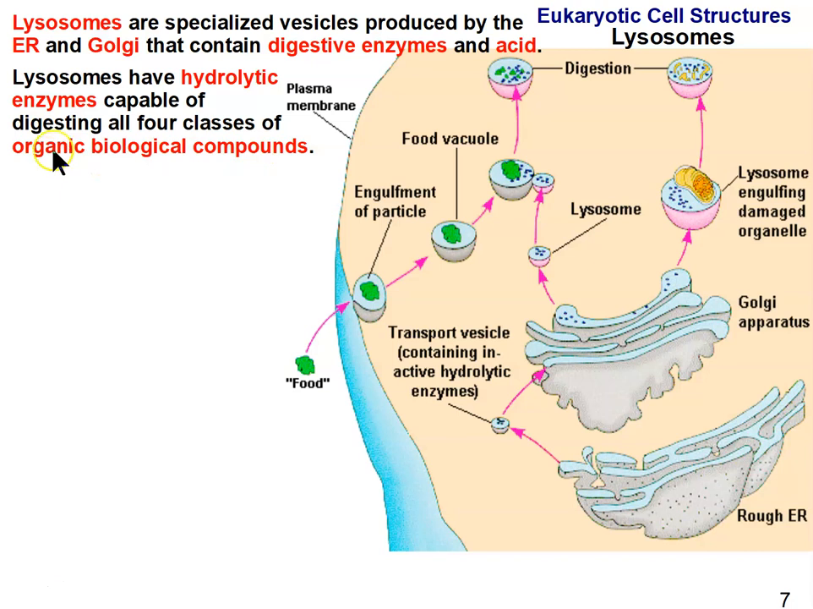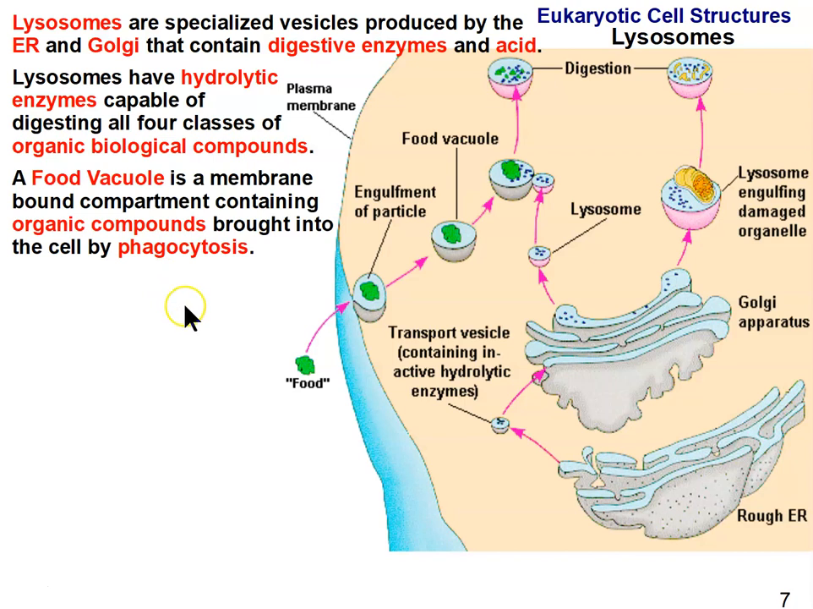So they can break down lipids, carbohydrates, nucleic acids, and proteins. Those are the 4 classes of organic biological compounds, and their lysosomes have hydrolytic enzymes that are able to break down all of those. You can also think of these as digestive enzymes. Hydrolytic enzymes, digestive enzymes, they break things down.